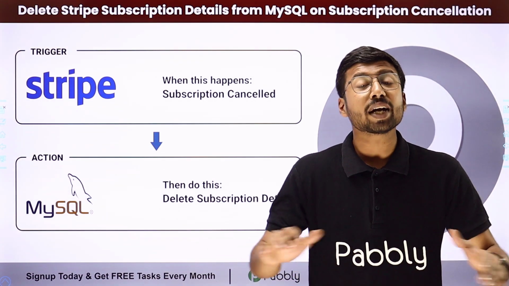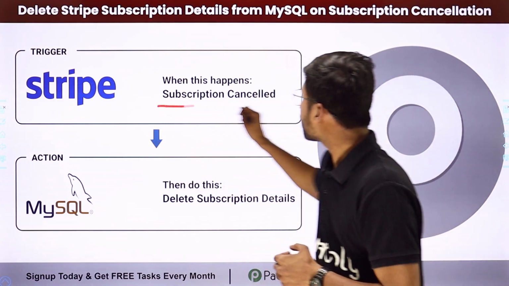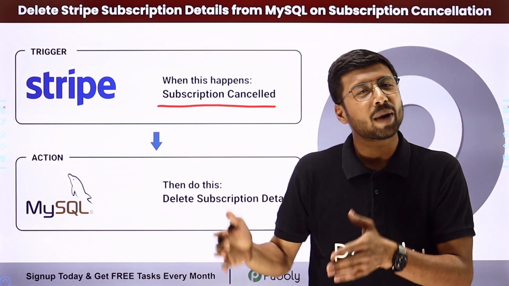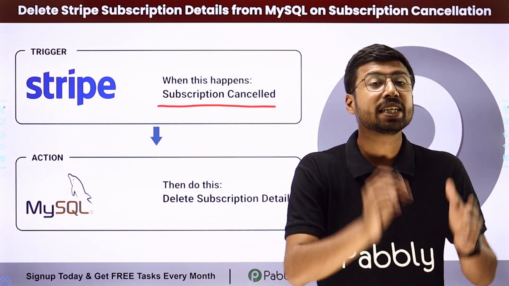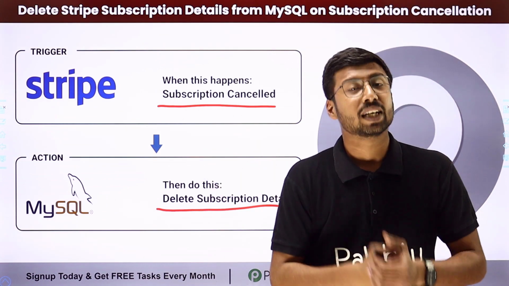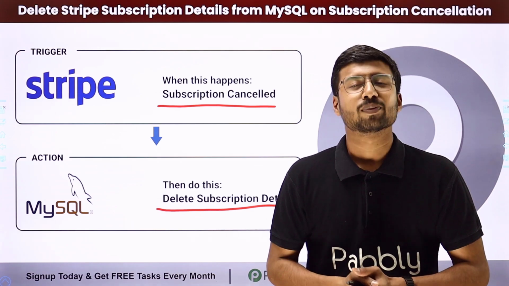So let me tell you, you can completely automate this process. In this automation, whenever a subscription will be cancelled in Stripe, whether you or the customer cancels the subscription which you are managing via Stripe, automatically the details of that same subscription will be deleted from your MySQL database as well. Want to know how? For that, you just have to come with me to my screen.